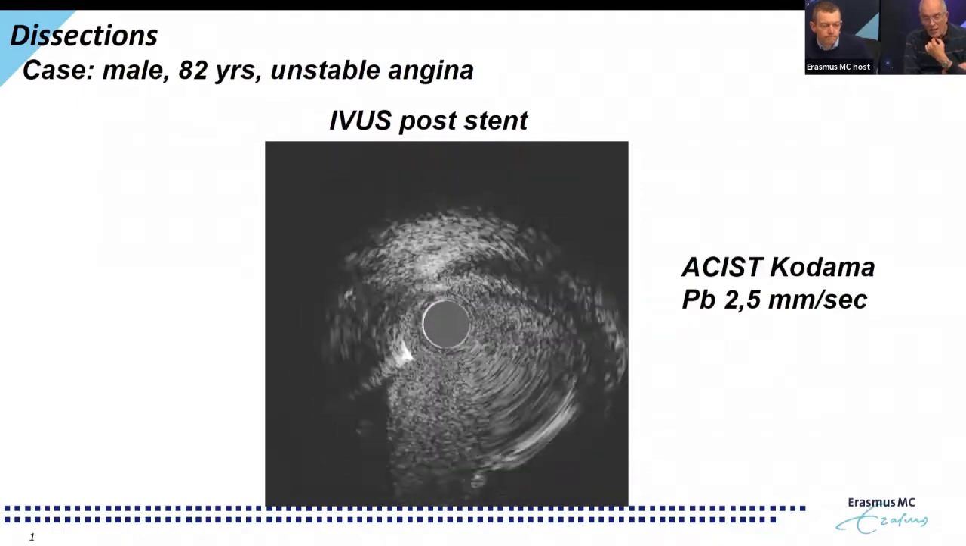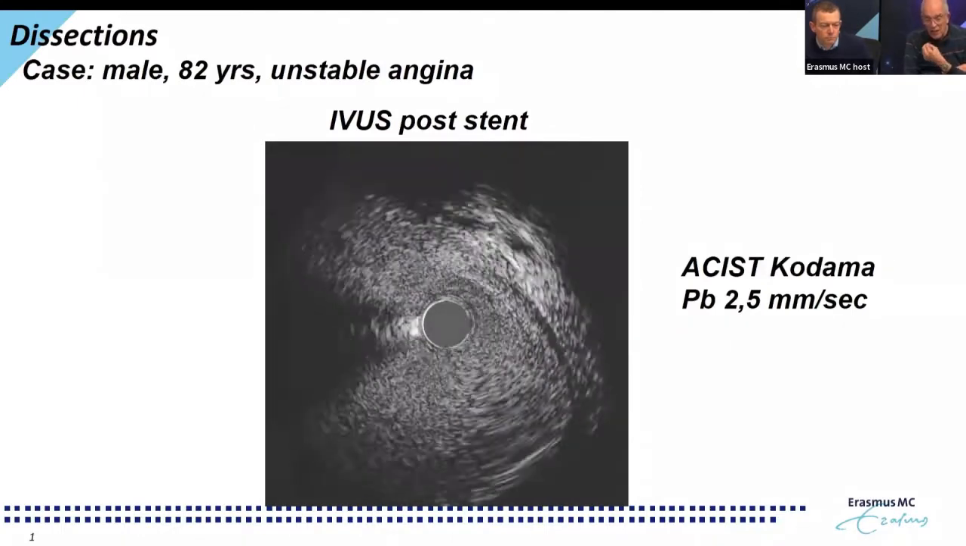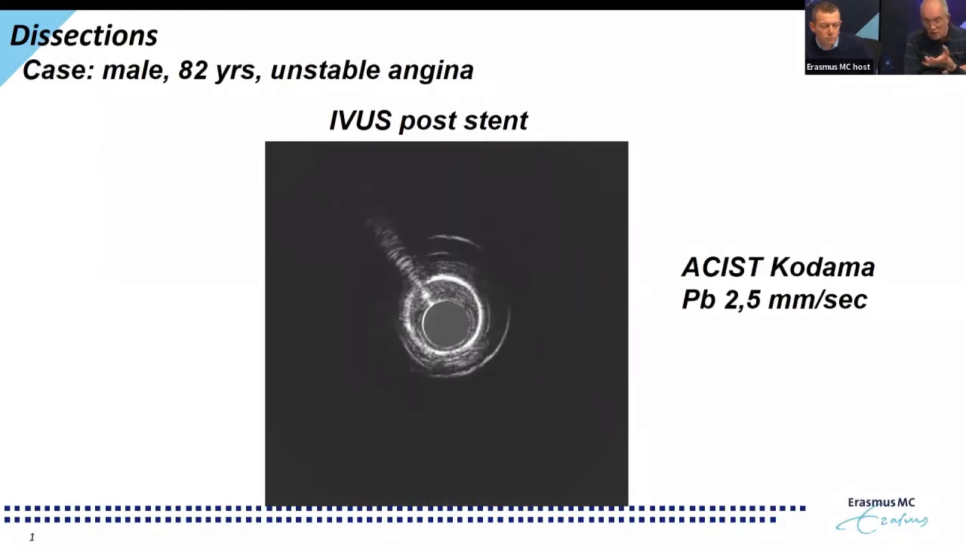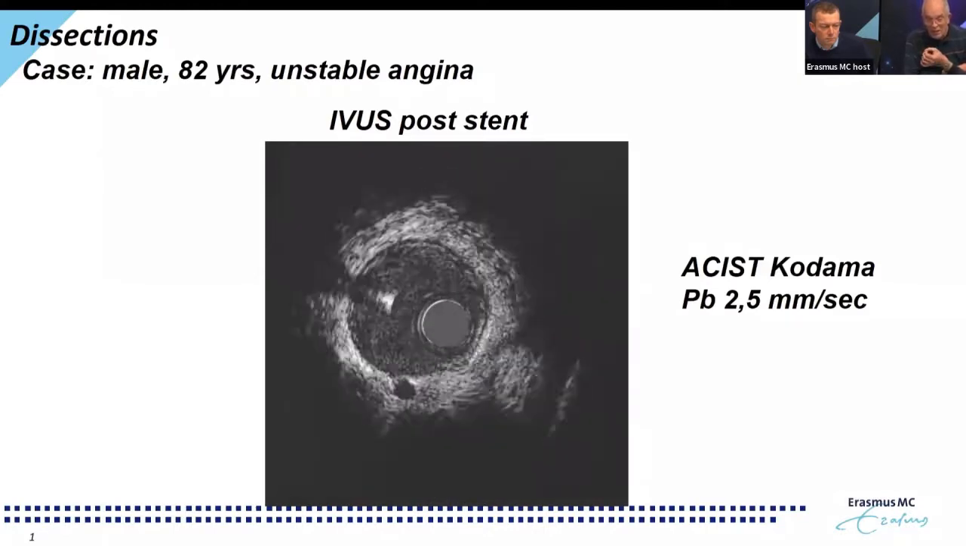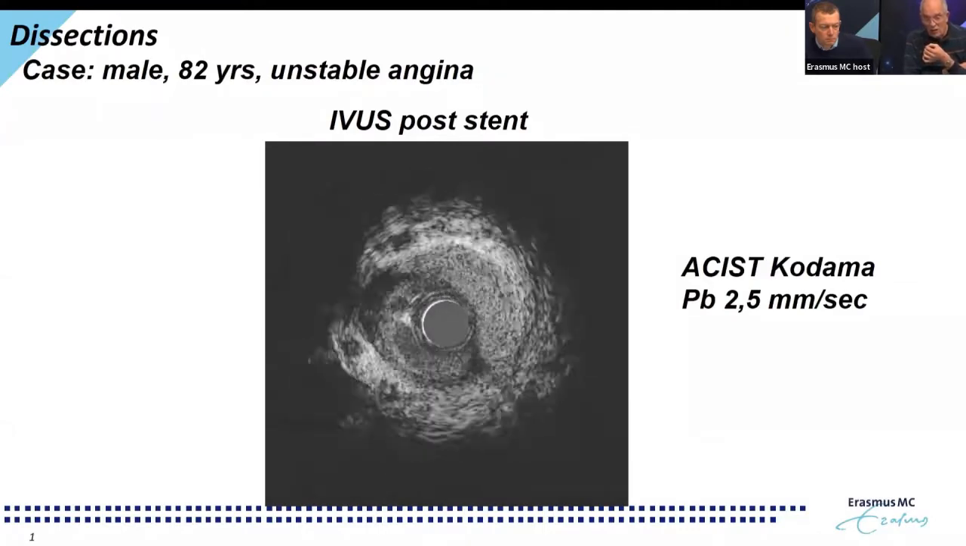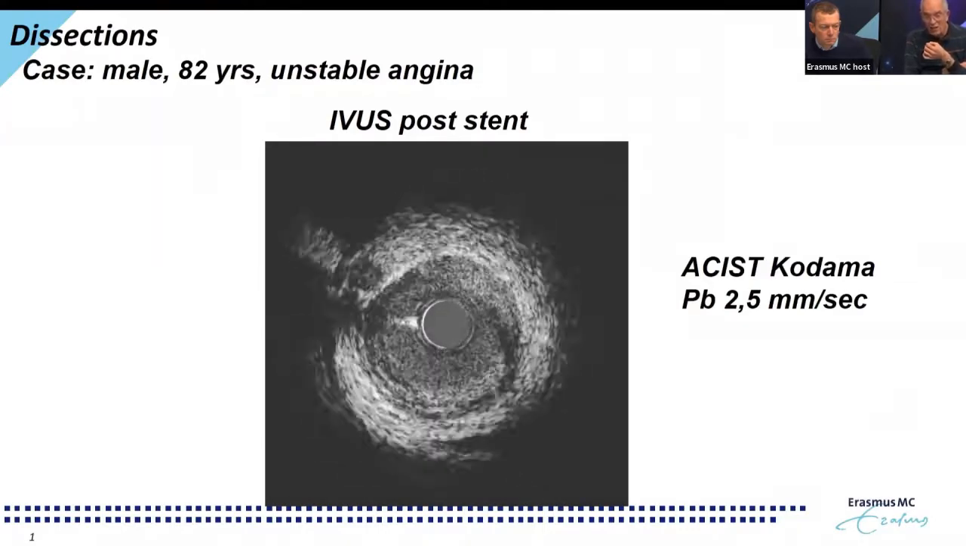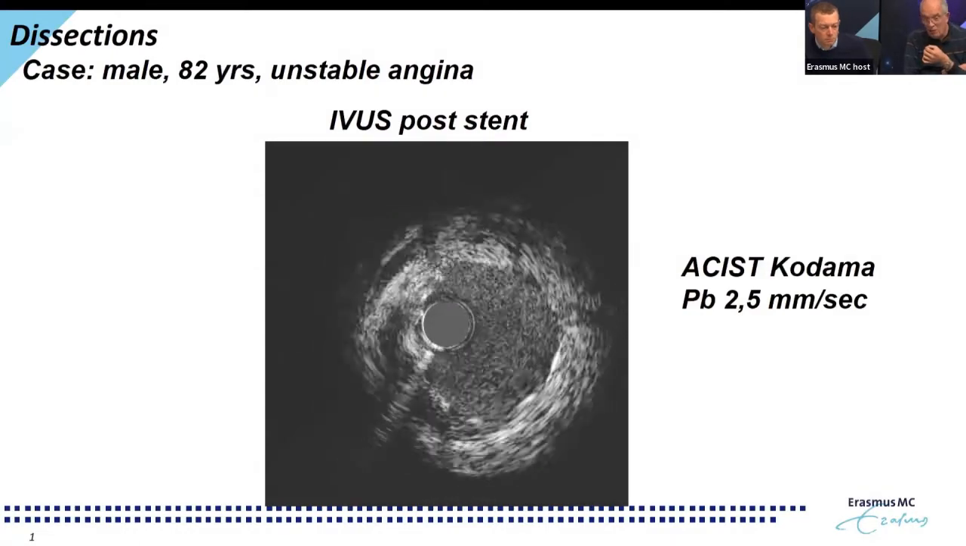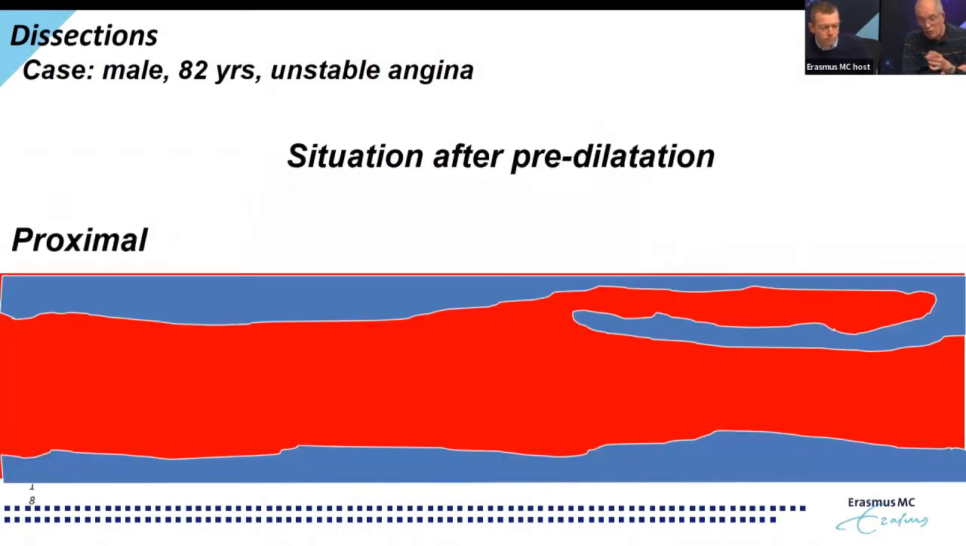And what happened is that after pre-dilatation, you create a dissection, which is good because you have to prepare your lesion. But then the stent was placed, it closed the opening of the dissection, but it didn't cover the hematoma there. So the hematoma was starting to walk away from you. And this is the situation after pre-dilatation.